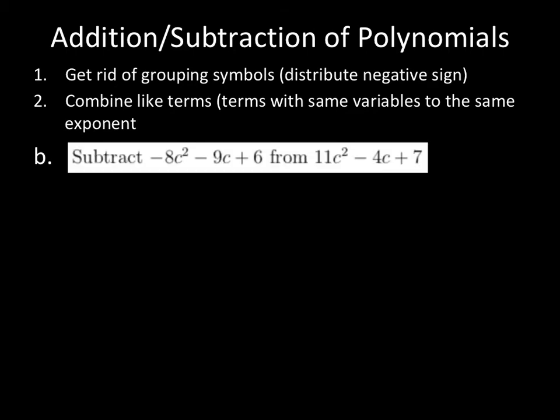Looking at another example, we're now subtracting a certain thing from another polynomial. So I'm actually going to do minus negative 8c squared minus 9c plus 6. And again, we do need parentheses for subtraction.